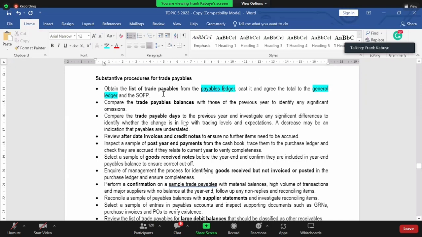And then compare. So this is inspection. This test here is an inspection test. When you see the word agree, this is inspection.